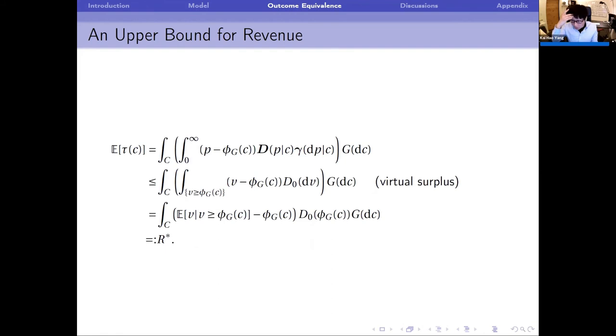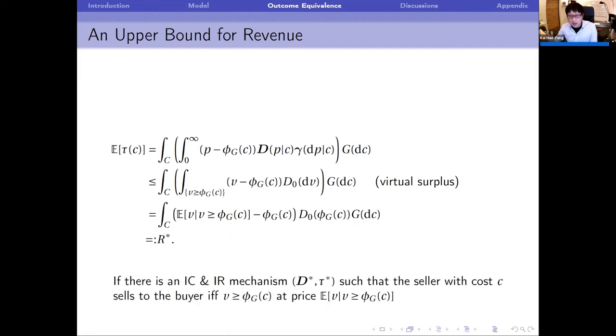But that's not true for the weak contracting model because price is not contractable. And in particular, it may not be in the seller's interest to sell the product at a price that equals the interim expected value conditioned on value being above the virtual cost when the seller's true cost is C as opposed to the virtual cost V_G of C. So in order to induce the seller to price in that way, we have to do something else. In any case, the goal here is to find an IC-IR mechanism, D star tau star, in the weak contracting model, such that for every seller, she would sell to the buyer if and only if the buyer's true value is above the virtual cost, and she would sell to the buyer at a price that equals the expected value of V, conditioned on V being above the virtual cost. Okay, so now I'm going to construct this mechanism, D star tau star.